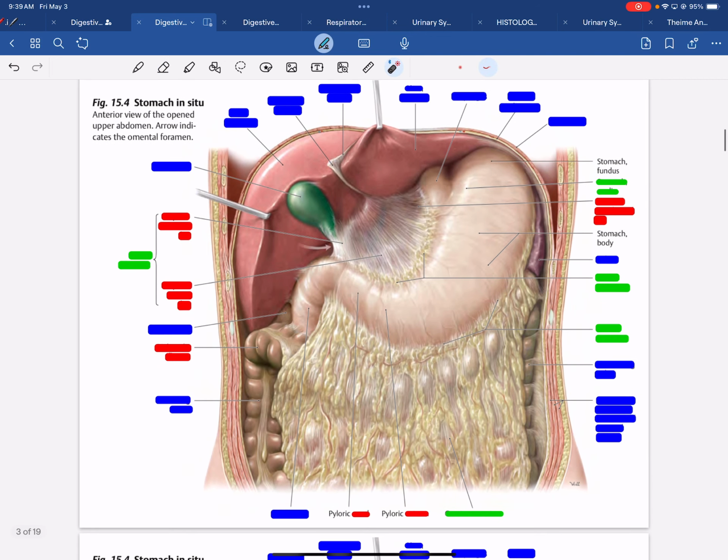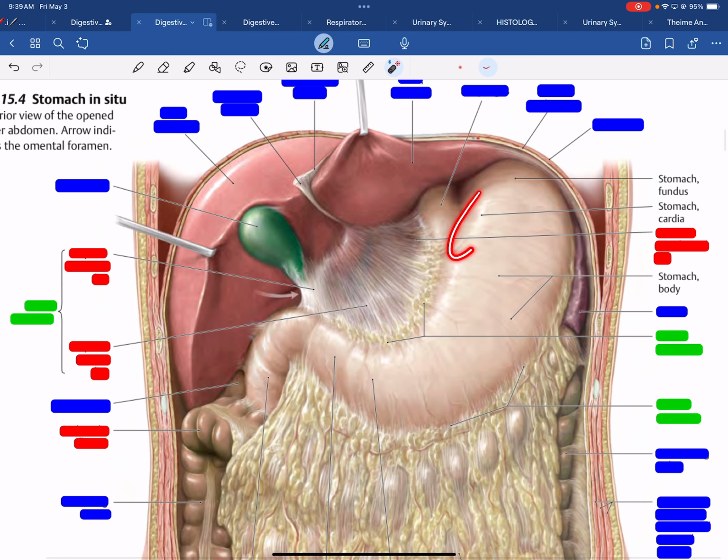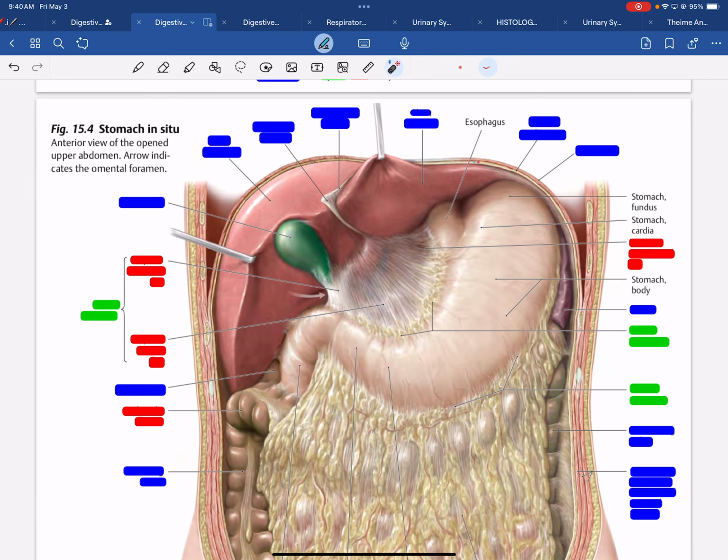And oh, I don't know what this one says. Oh, this is in the lab manual too, right? The cardia. Okay. Yeah, the cardia is this region of the stomach that connects to the esophagus. So yeah, that's what that is. That's the esophagus.